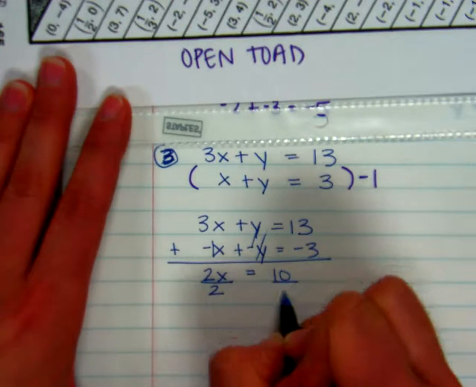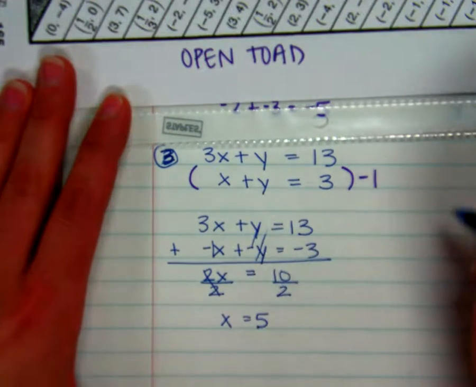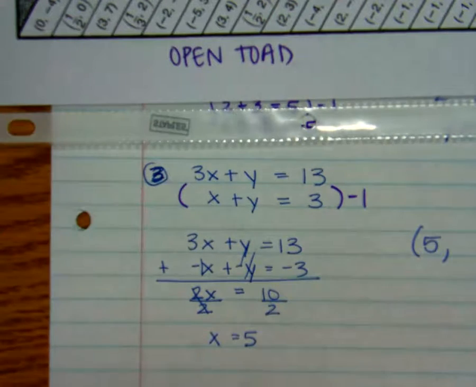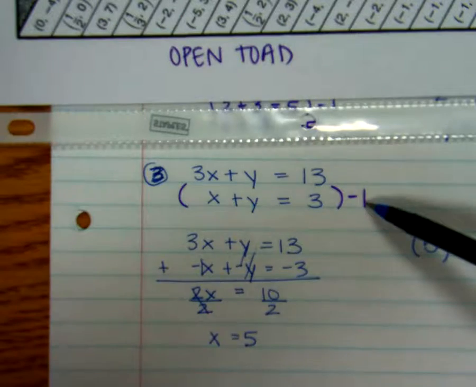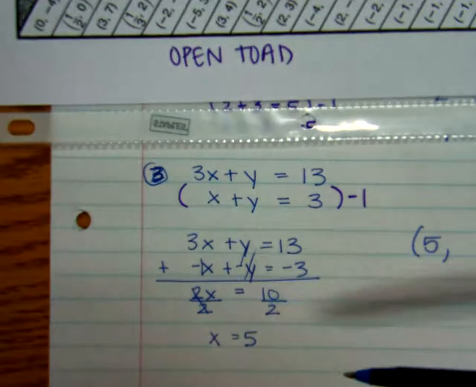Divide by 2. Divide by 2. X equals 5. So far, my solution is 5 something. Go back to the original equation. Don't go back to where you have changed it. And use the easier of the two equations.